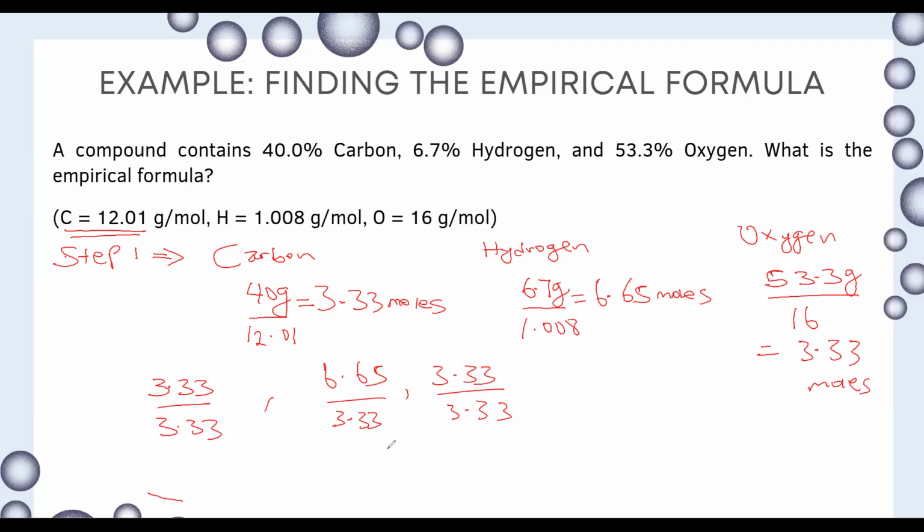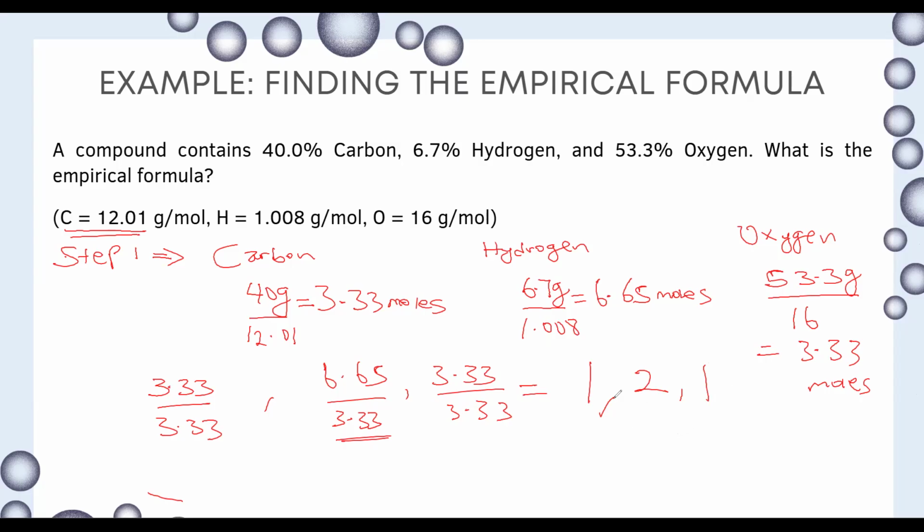Yes, sir. All right, so 3.33 now divided by 3.33. We're going to have 1. And then for the second one, 6.65 divided by 3.33, we get 1.99. If we approximate this, what are we going to end up with? 2. Thank you very much. And then the last one, 3.33 divided by 3.33, we have 1.